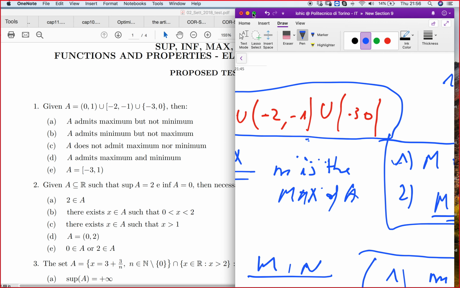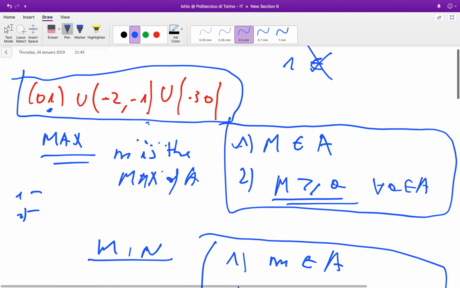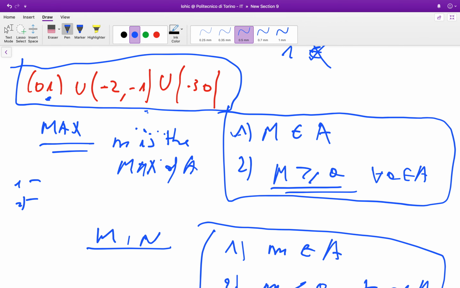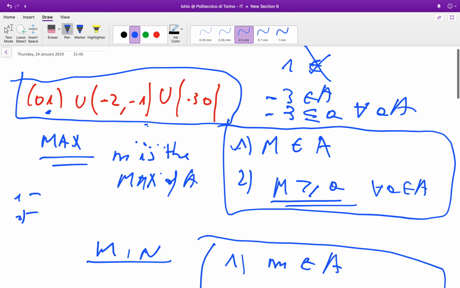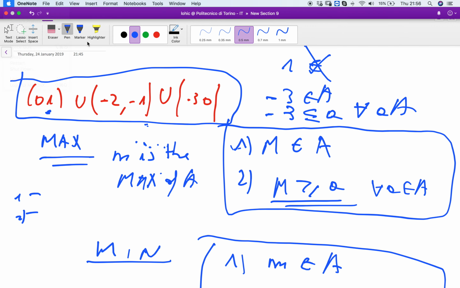Do you have a minimum? What was supposed to be that minimum? Up to you. Yes, in fact, you can see that minus 3 belongs to the set, right? And minus 3 is smaller or equal than any other element in the set, yes or not? So minus 3 is the minimum, but we don't have a maximum, so B is correct, right? So the answer is B.